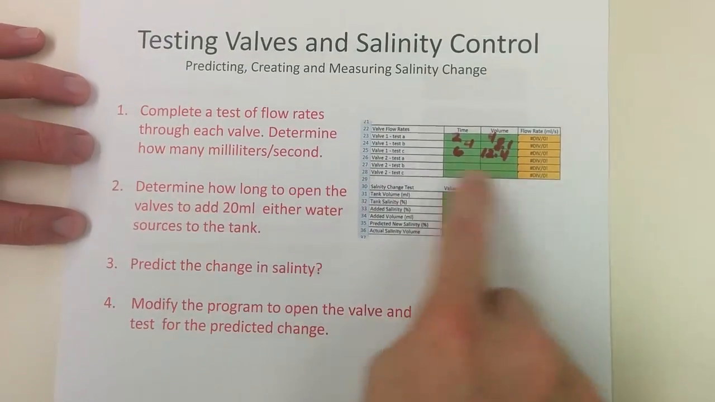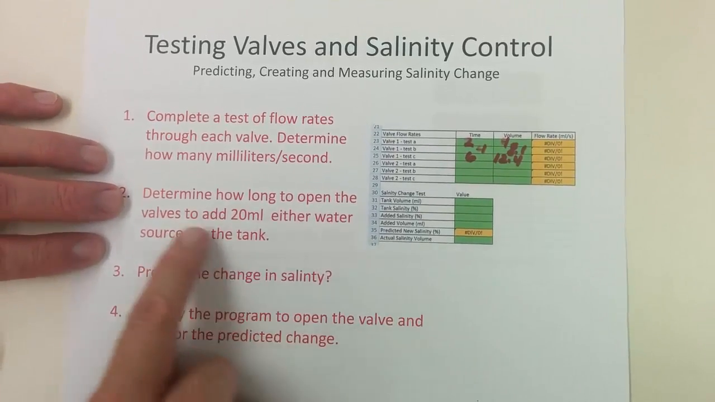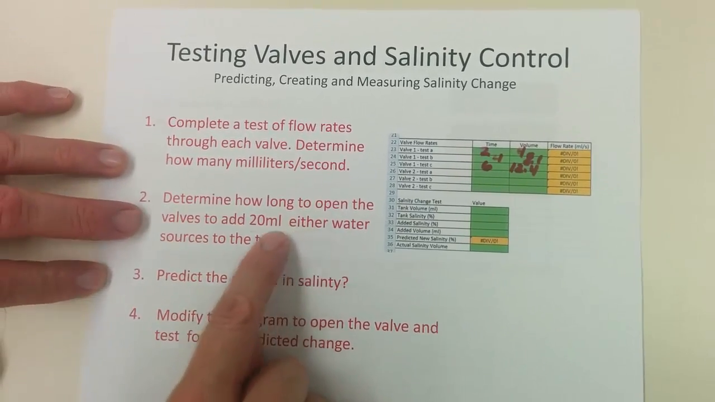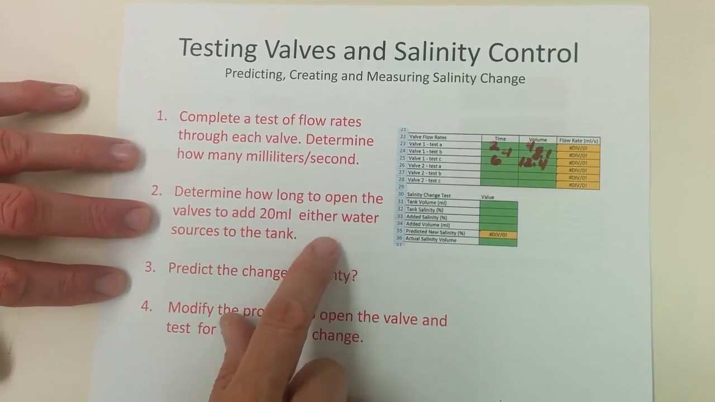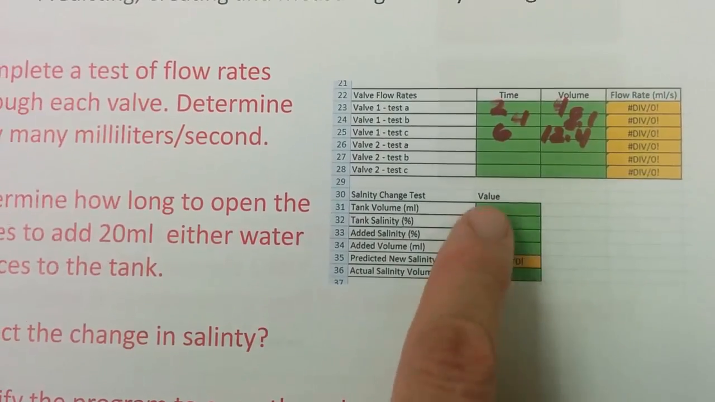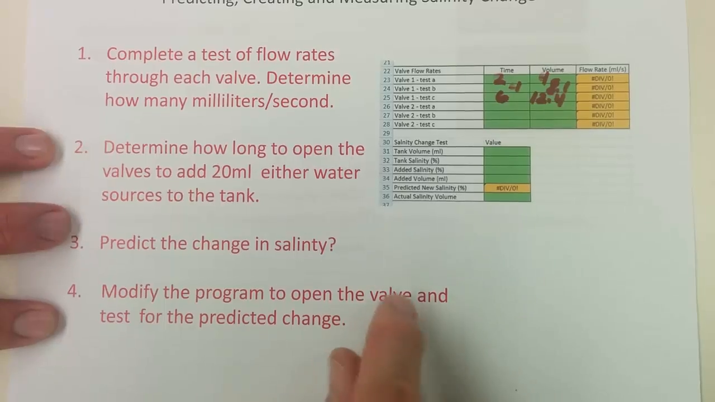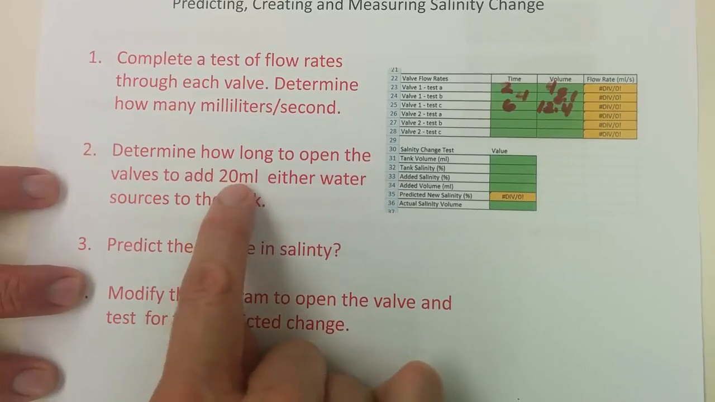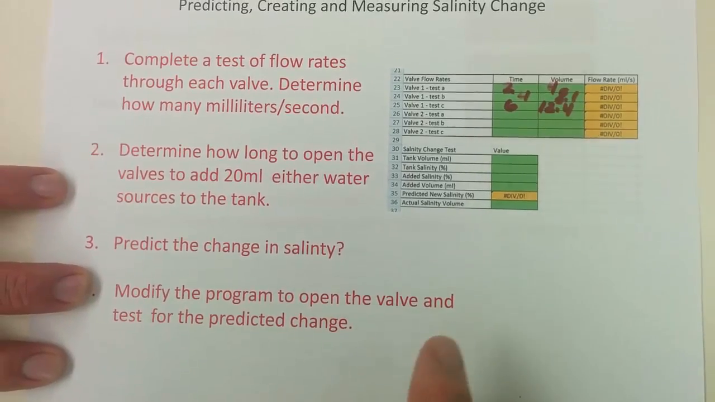All right, so once you've completed your valve test, you'll know how long to operate the valves to make a particular salinity change. So the next step in this is to demonstrate that ability to control. So we're going to determine how long to open the valves to add 20 milliliters of either the DI water or the saline to the tank. So on your program, we'll take a closer look at this in a second. We're going to use the spreadsheet to predict the change. Okay, so it means you'll need to measure the salinity in the tank using your new sensor, modify the program to open the valve for 20 milliliters of water of whichever source you're going to add, and then test that theory out.